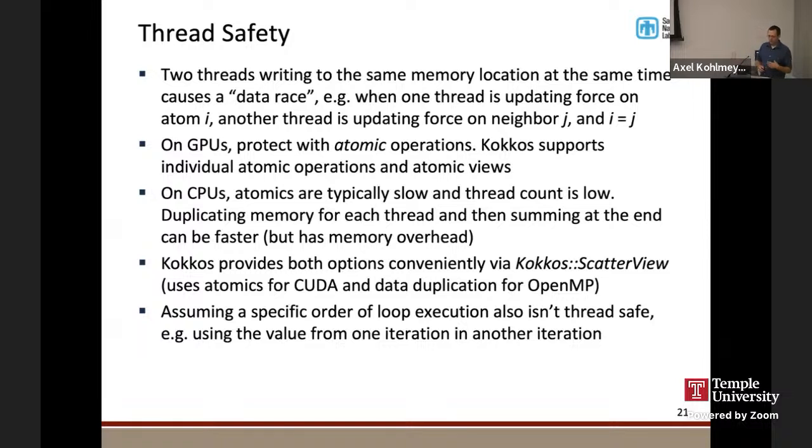If you're trying to use the value from one iteration in another iteration, you don't know if that iteration has even run yet. And so that will create a bug.